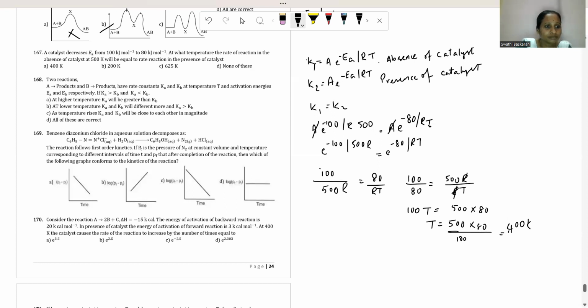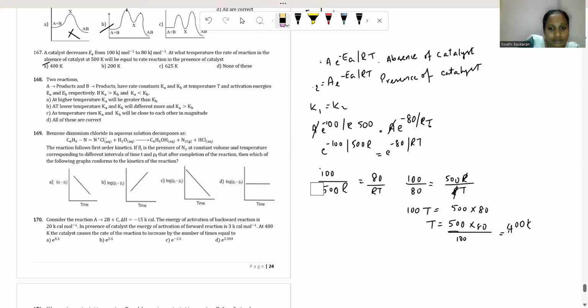Option A is correct. What they are saying is, when the temperature is equal to 400 Kelvin, both K1 and K2 will become equal. So that is the option for question 167. Option A is correct. Now coming to question 168.